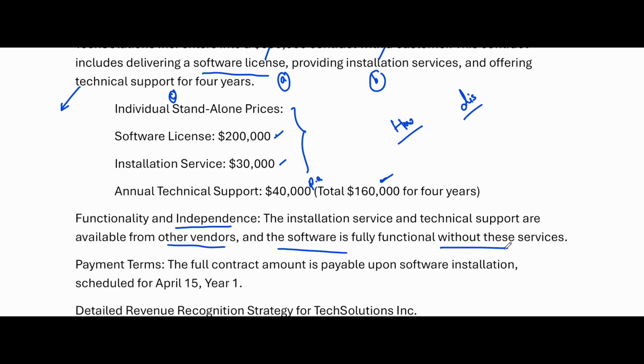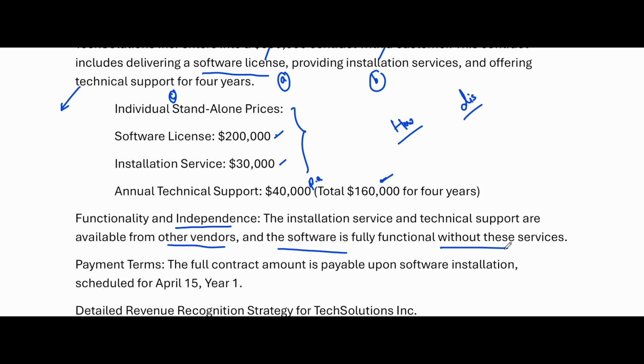I already told you, in the previous part, while explaining the question A, B, C, they can also provide separate standard loan prices to each individual. So other vendors are also available. So functionality is okay. It is functional.